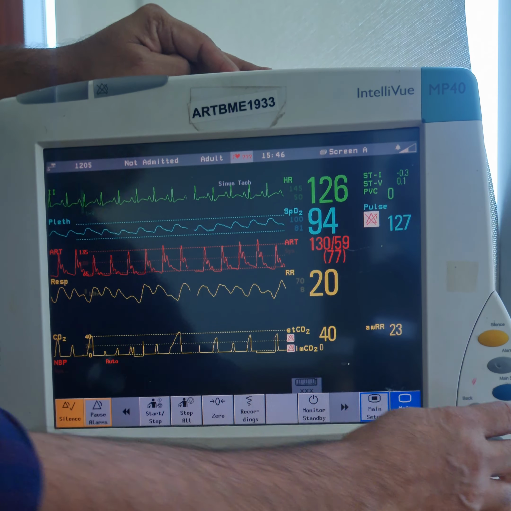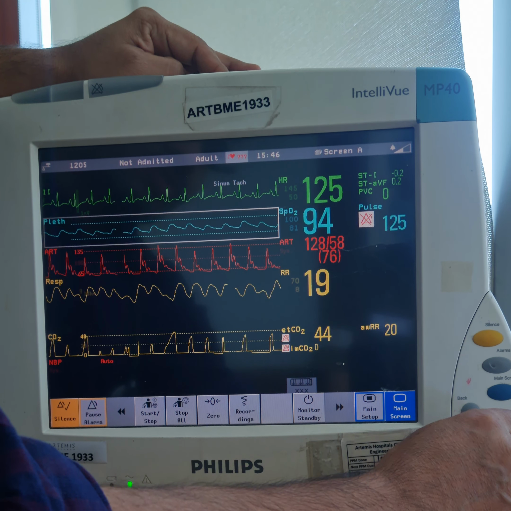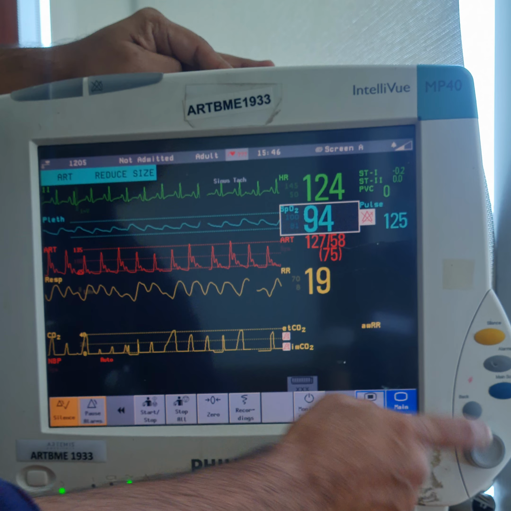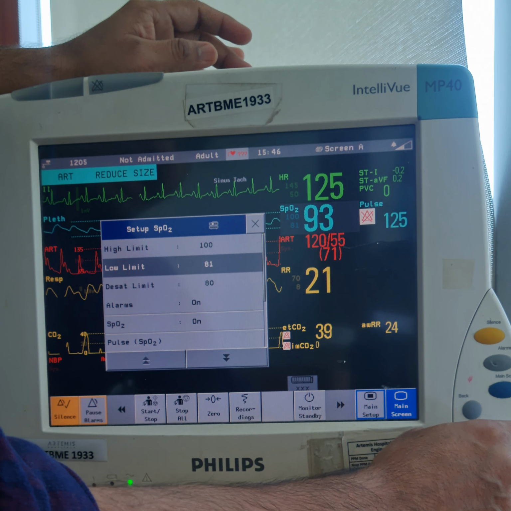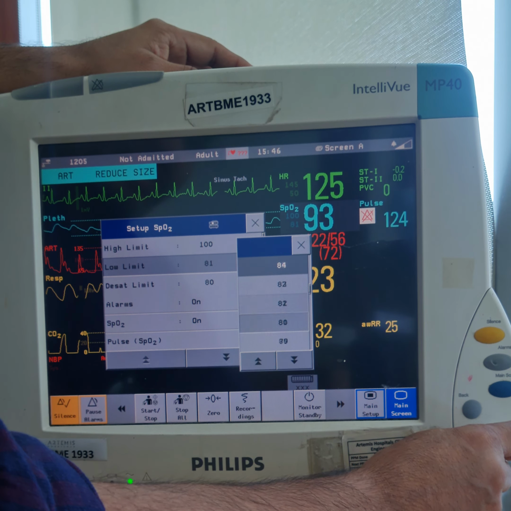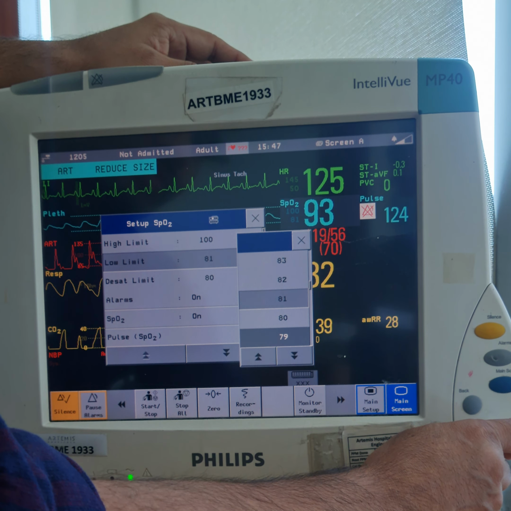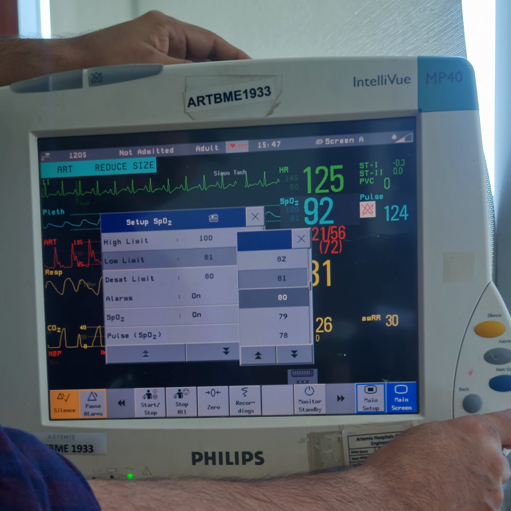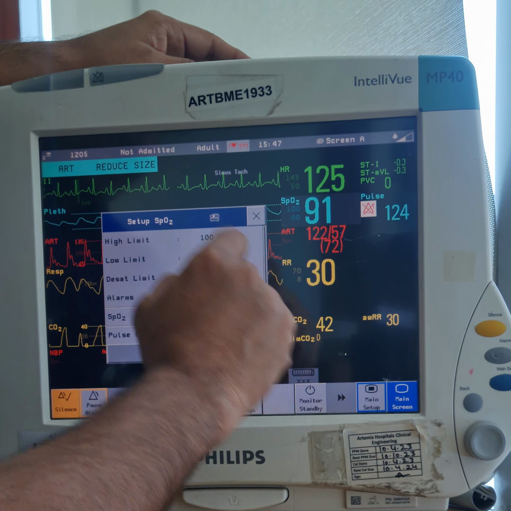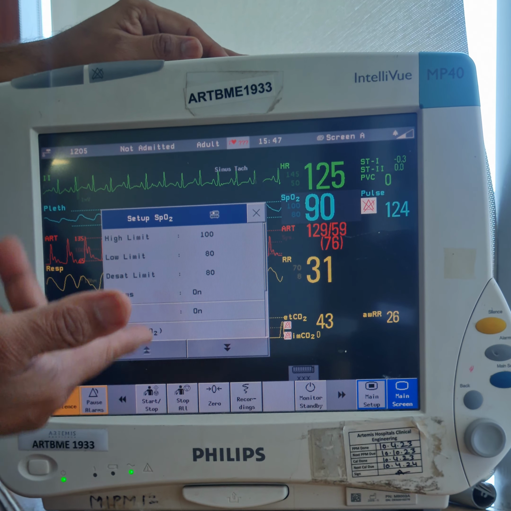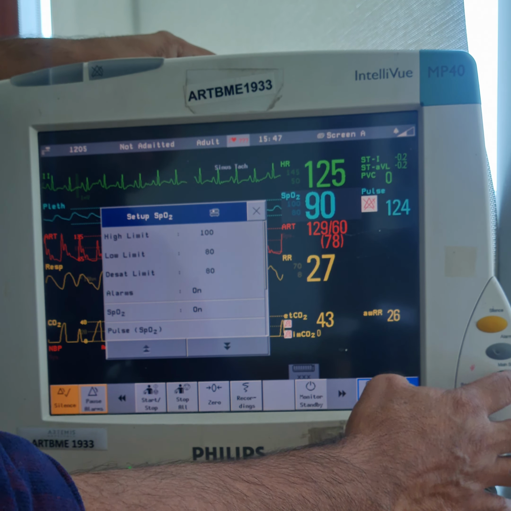Now, how to address the alarms. Suppose your alarm is because of the SpO2. Then you can change the upper limit or lower limit. For example, I can change the lower limit, say I want to make it 80, or I can change the upper limit to a little higher. That is the way you should address your alarms.